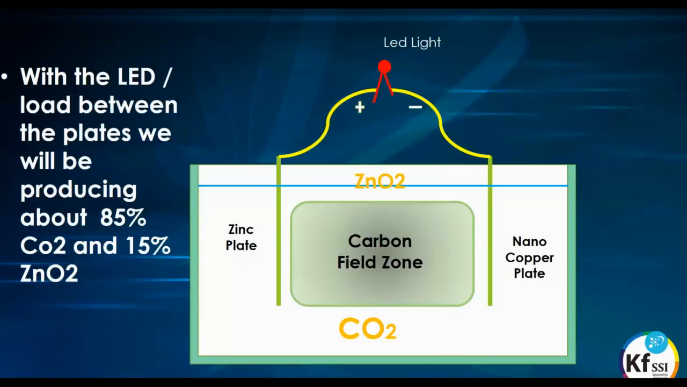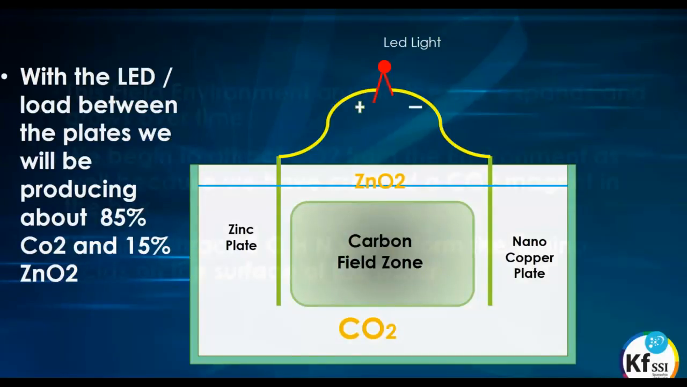So when we have the LED or that load between the plates, we will be producing around 85% CO2 and around 15% zinc oxide. You'll never get a pure CO2 unless we actually seal off the two plates. So we're always going to create a combination of CO2 and zinc oxide in the water. But this method will definitely give you around 85% CO2.